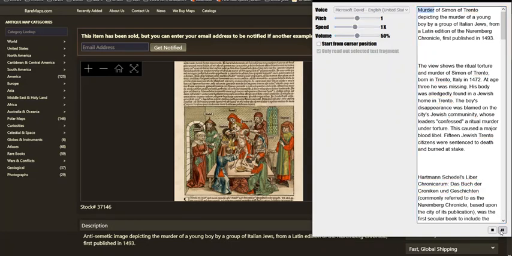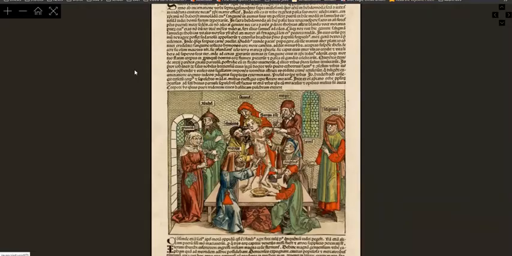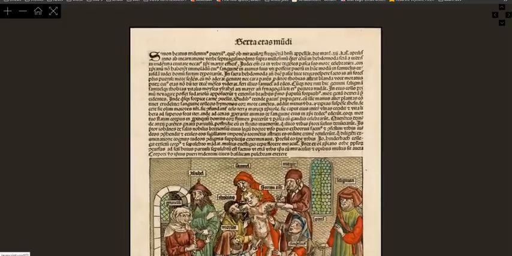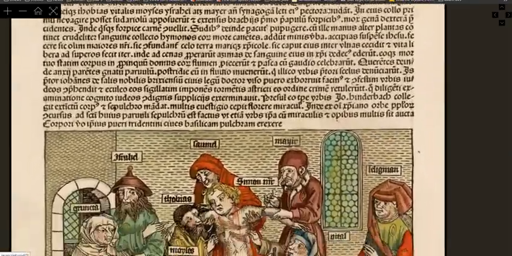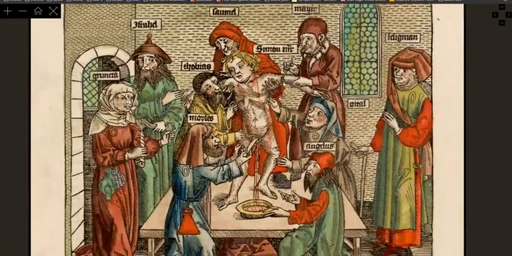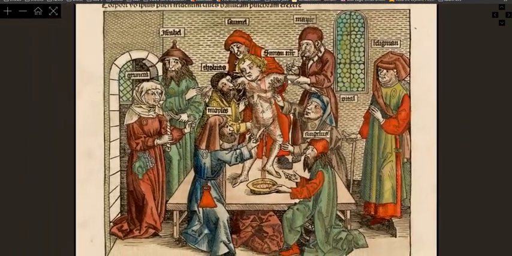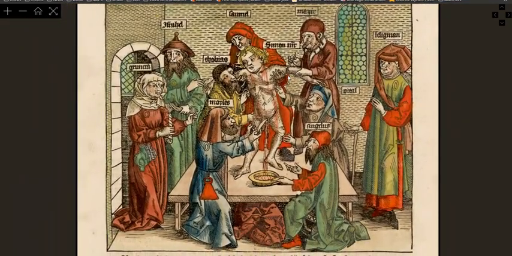Murder of Simon of Trento, depicting the murder of a young boy by a group of Italian Jews, from a Latin edition of the Nuremberg Chronicle, first published in 1493. The view shows the ritual torture and murder of Simon of Trento, born in Trento, Italy in 1472.